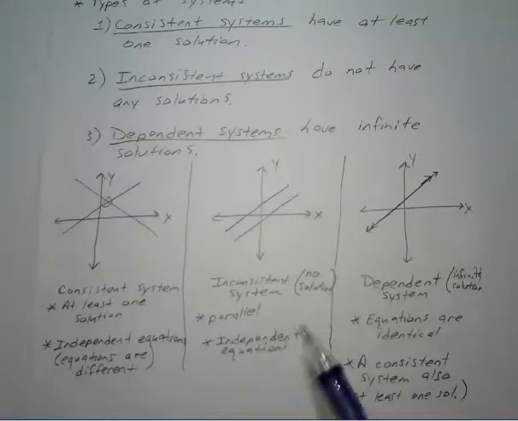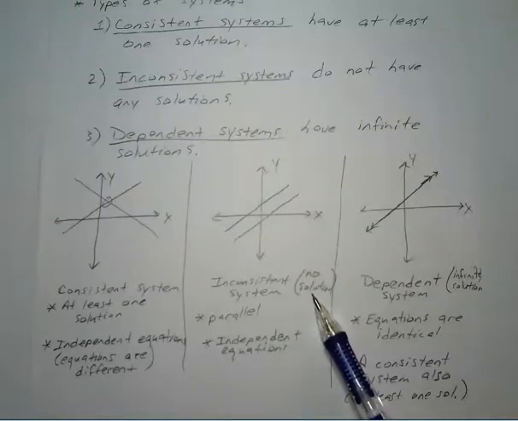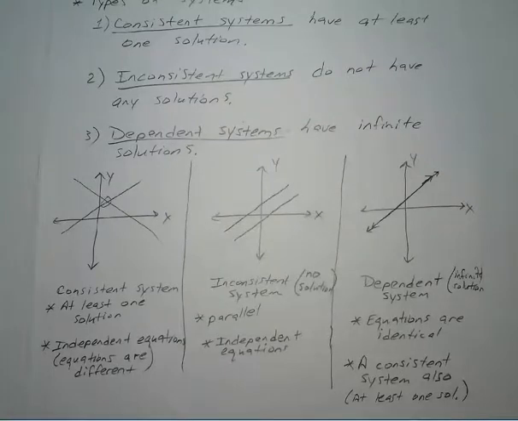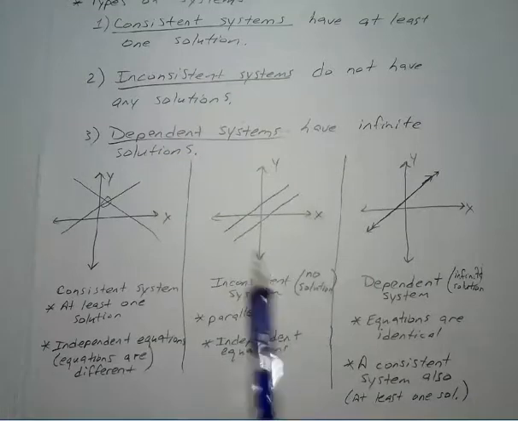Now for an inconsistent system, remember you have no solution. Two lines are parallel to each other, and you have independent equations. The equations are two different equations, just with the same slope.